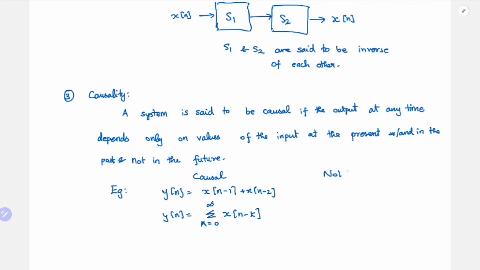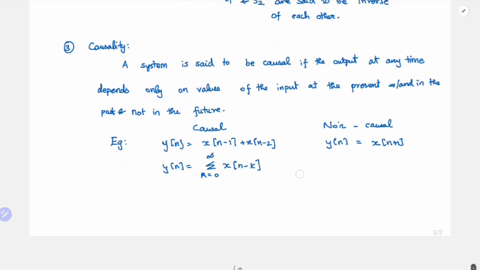So non-causal systems, they depend on future values also, right? So your y of n is equal to x of n plus 1. It is a simple example. So you can have n number of examples. So that is all with causality. So let us now take a look at stability.